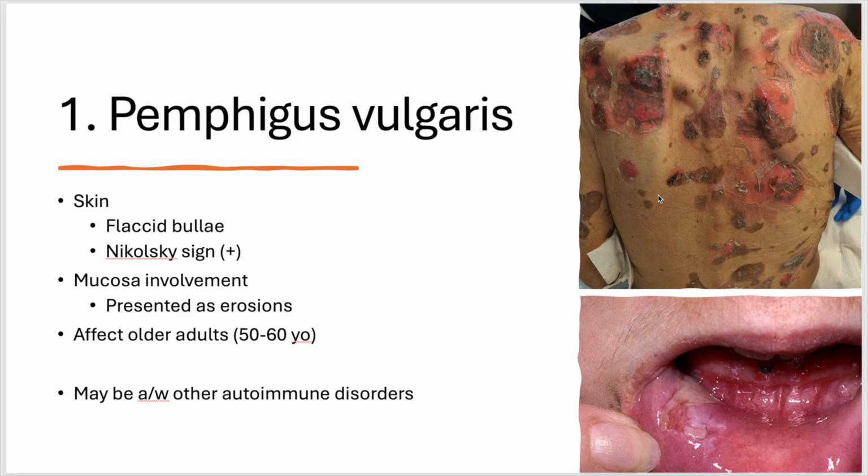And don't forget about the mucosa. This disorder almost always involves the mouth, and sometimes that's the only place you will see it, presenting as painful erosions. It tends to affect middle-aged to older adults, usually in their 50s or 60s. And like many other autoimmune disorders, it can be associated with other autoimmune conditions such as MG or thymoma.